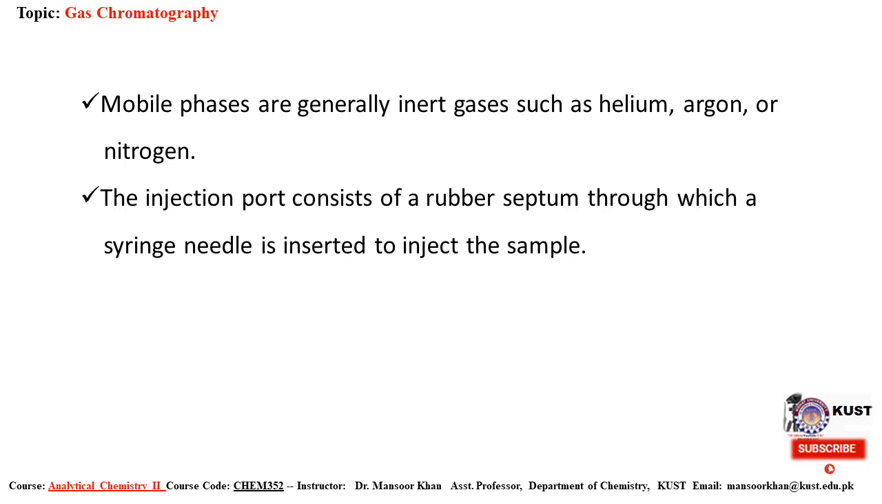The injection port consists of a rubber septum through which a syringe needle is inserted to inject the sample. As I have mentioned earlier, the injection port is the place where a suitable amount of the sample is injected. The syringe is inserted into the rubber septum and injects the suitable amount of the sample, and it is held in the injection port until the carrier gas comes and carries it into the column.